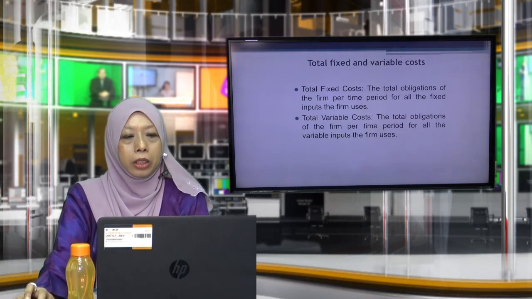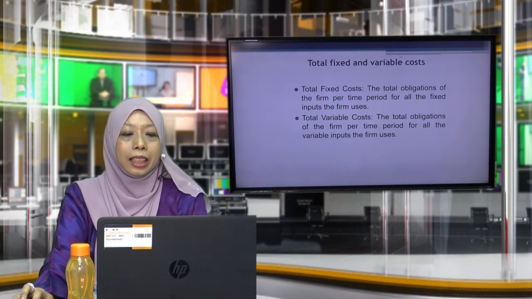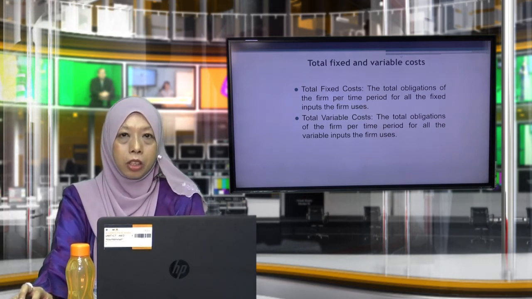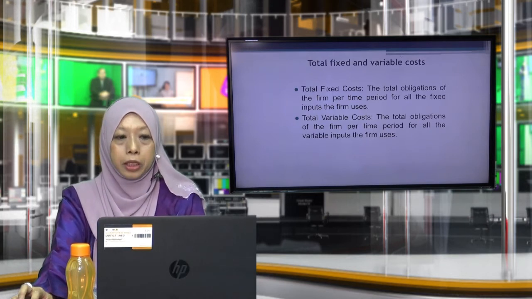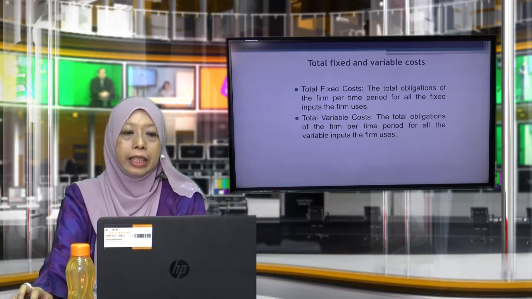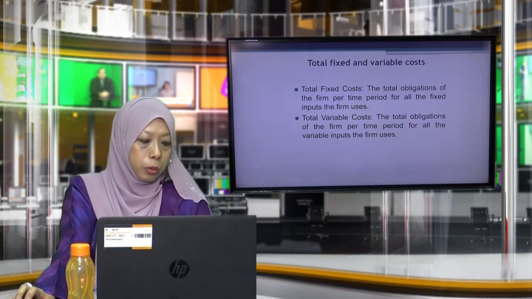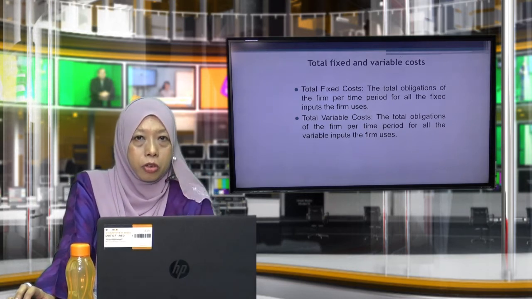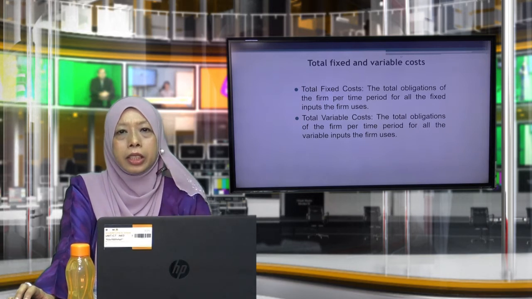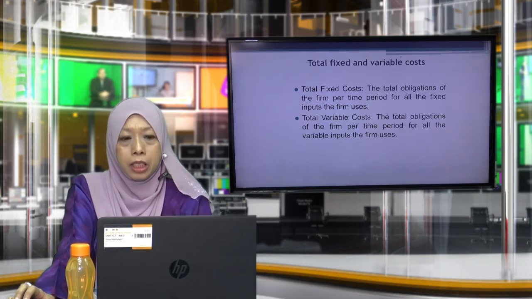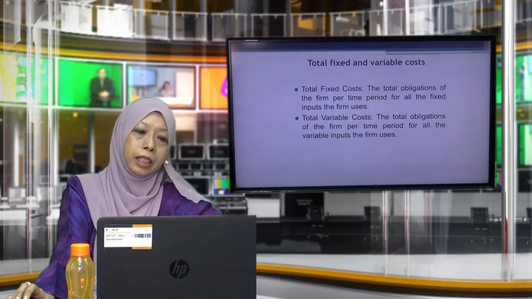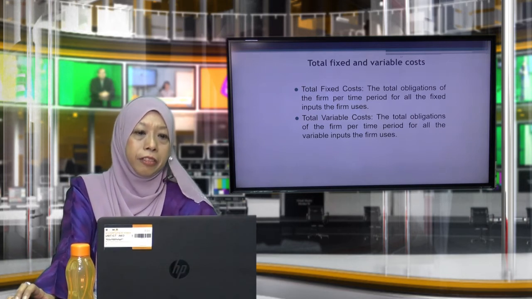When we talk about fixed costs, these are the total obligations of the firm per time period for all the fixed inputs that the firm uses. In other words, fixed cost would be the cost of using the fixed input in the production process, and this would include the costs that you pay for office rent, or the fire insurance that you have to pay for the buildings, the machines that you have to pay in order to set up the company. So these can be considered as fixed costs.